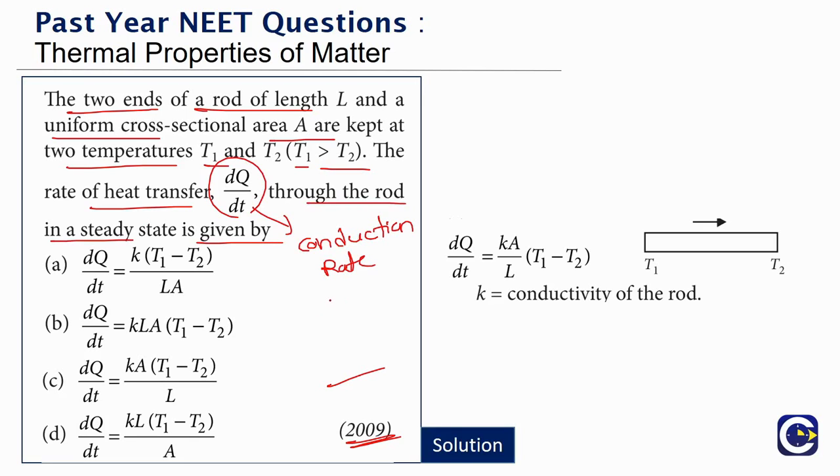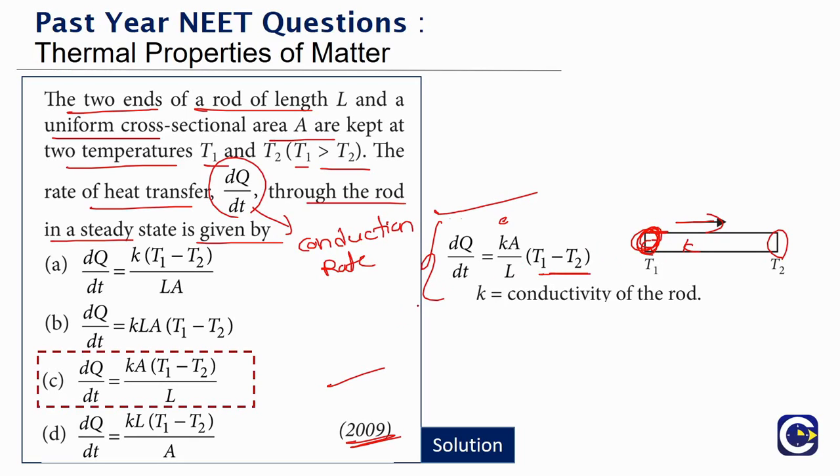So once the temperature is established, what is the conduction rate? Look at it. We have this end temperature T1, that end temperature T2. So the heat will be flowing from the high temperature end to the low temperature end. What is the conduction rate formula? Rate of conduction is equal to K, the thermal conductivity of the material, into A, the area of cross section, divided by L, the total length, into delta T, the temperature difference between the hot and the cold. So what is the correct answer for this? It is option C, KA by L into T1 minus T2.